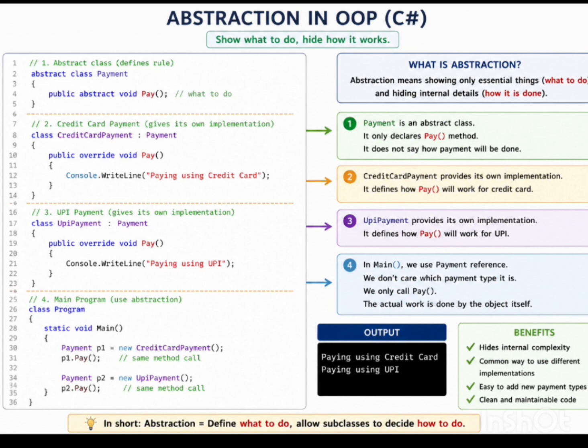What did I say abstraction is? What to do. So what to do means the functionality: you have to pay. The pay is the abstract method. How you pay, what happens, there are different ways. If it is a credit card payment, what happens internally, you don't need to worry. That is what abstraction means. It's just a declaration of that method.